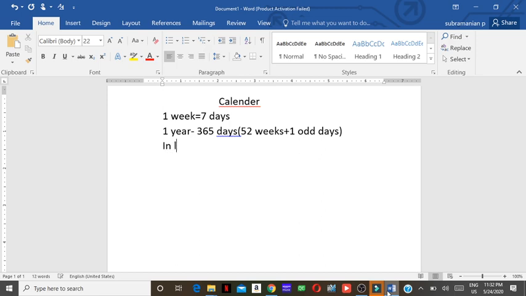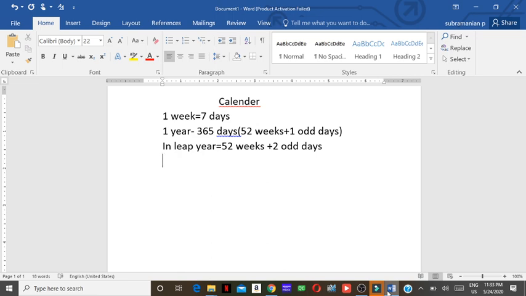So in a leap year, we have the same 52 weeks but just 2 odd days. Okay, we all know this. I'm going to teach you a shortcut of the calendar. You can finish a sum in 30 seconds. It's a very easy method. You can use this time for very difficult time and work questions, or any other questions.